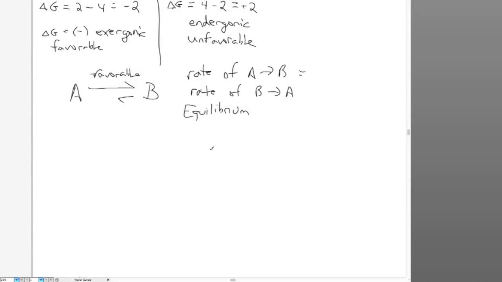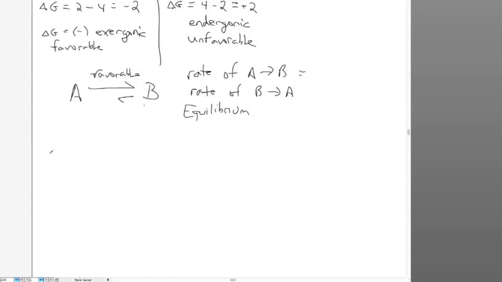So therefore, the delta G values actually can change based on the concentrations of the reactant and the product. If I have a system where I have almost all A molecules, you're going to have a favorable conversion to B. But if all of a sudden I add to that system 1,000 times more B molecules, I've immediately changed those reaction kinetics, and I've changed my reaction.